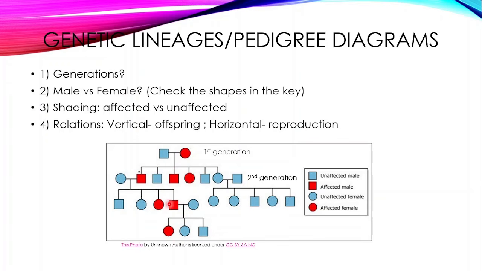Okay. And then shading, affected versus unaffected. Here they use different colors. So here for unaffected they use blue, and for affected they use red. So this is an affected female who mates with an unaffected male. And their offspring then give us this. And you can go work out the Punnett squares to figure out what exactly is happening in each of these individuals. Okay. So that's how you read the genetic lineages or the pedigree diagrams.